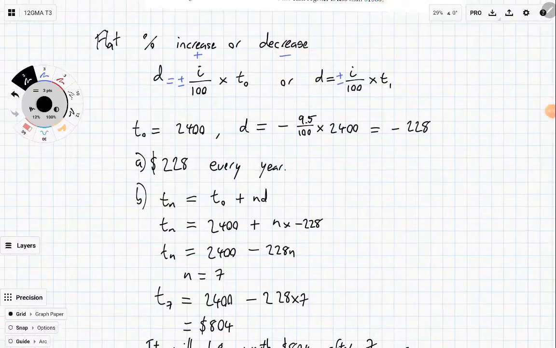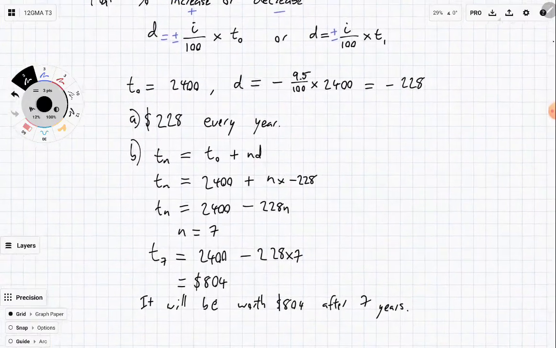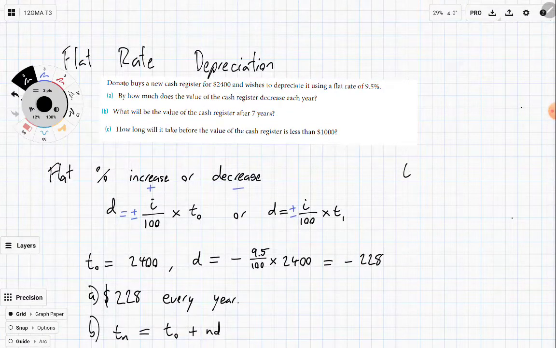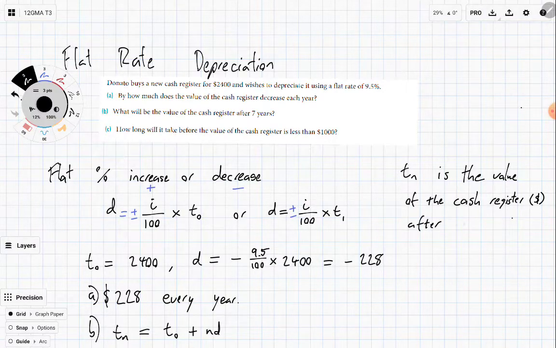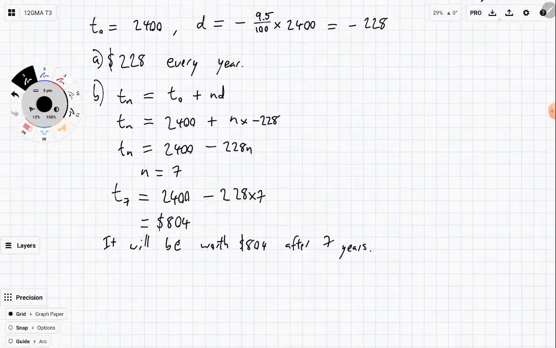Alrighty, so there's my sentence for part B. And then part C asks, how long will it take before the value of the cash register is less than 1,000? So I guess an important part that I didn't actually do at the beginning is I didn't define what T was. So let's actually go and do that before we move on. So Tn is the value of the cash register in dollars after N years. So it really does matter to set up your variables really clearly so that we know what you're trying to do. Okay?